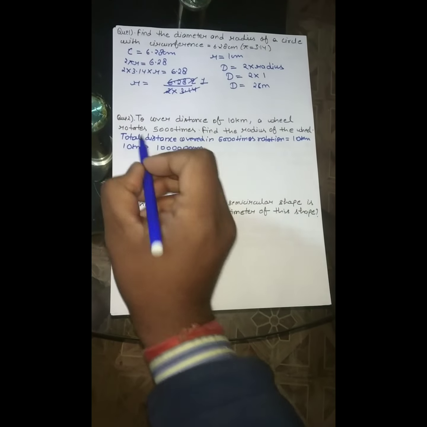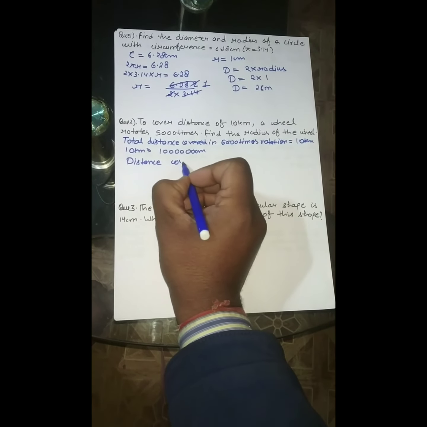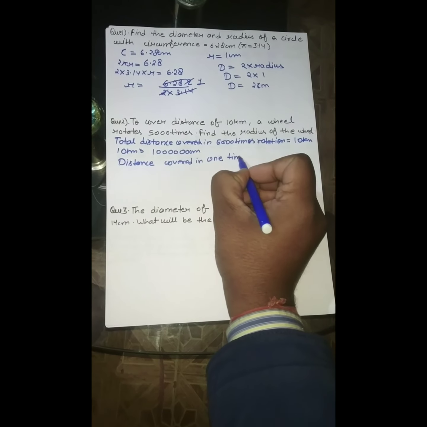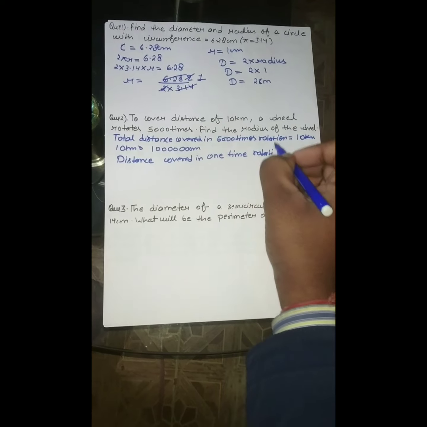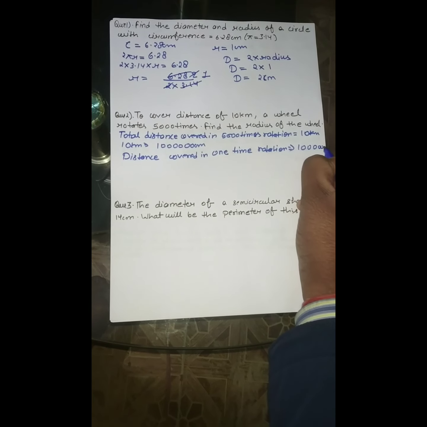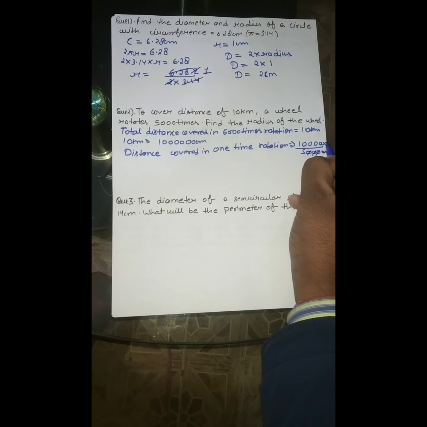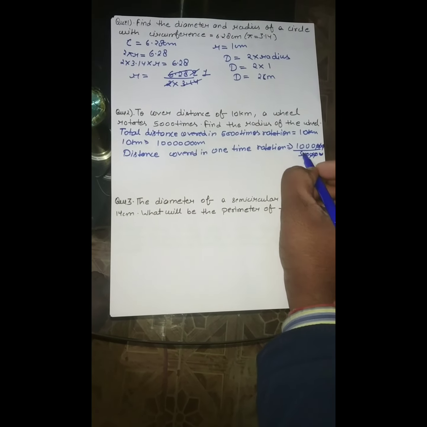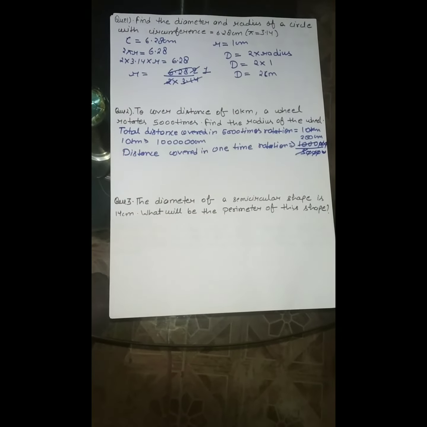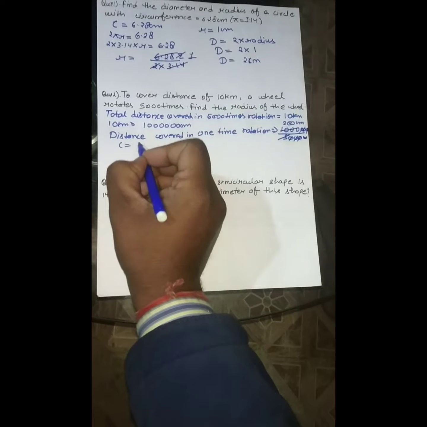Find the radius of the wheel. So the distance covered in 1 time rotation is 1 2 3 4 5 6 divided by 5000. Okay, guys? 3 zeros are cancelled, and when we divide 1000 by 5, it will be 200 centimeter. So the 200 centimeter that has come out here will be the circumference of our wheel, that is C is equal to 200.